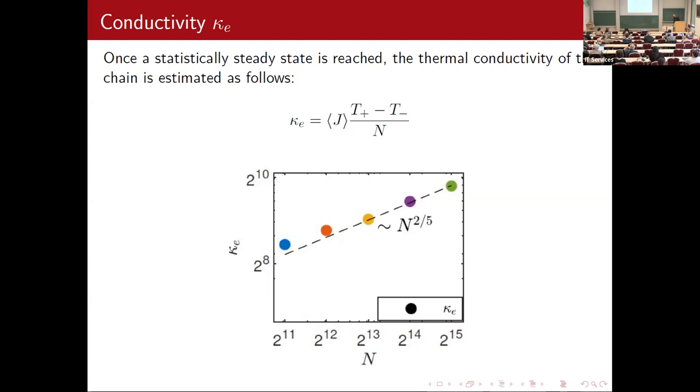Well, no, we didn't compute that. That's an interesting question. We did not compute fluctuations around constant current. That's interesting, we didn't do that.